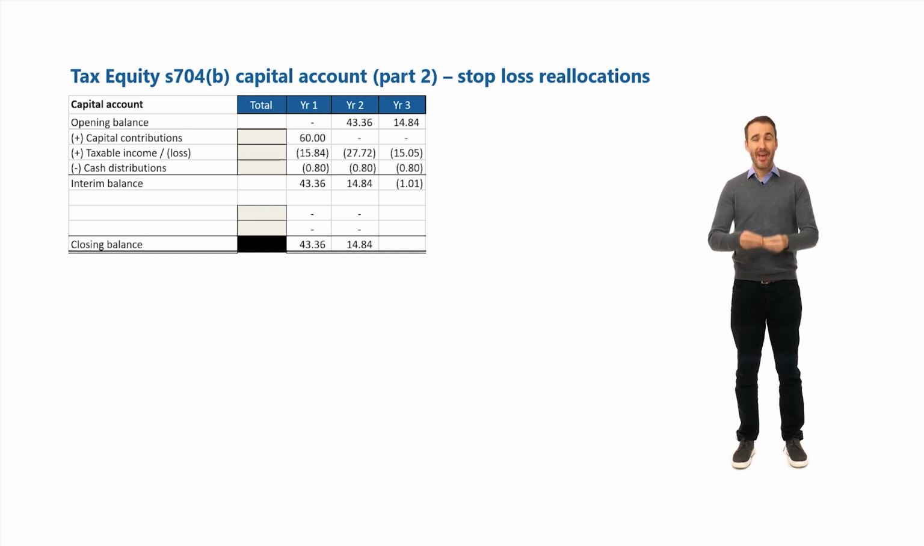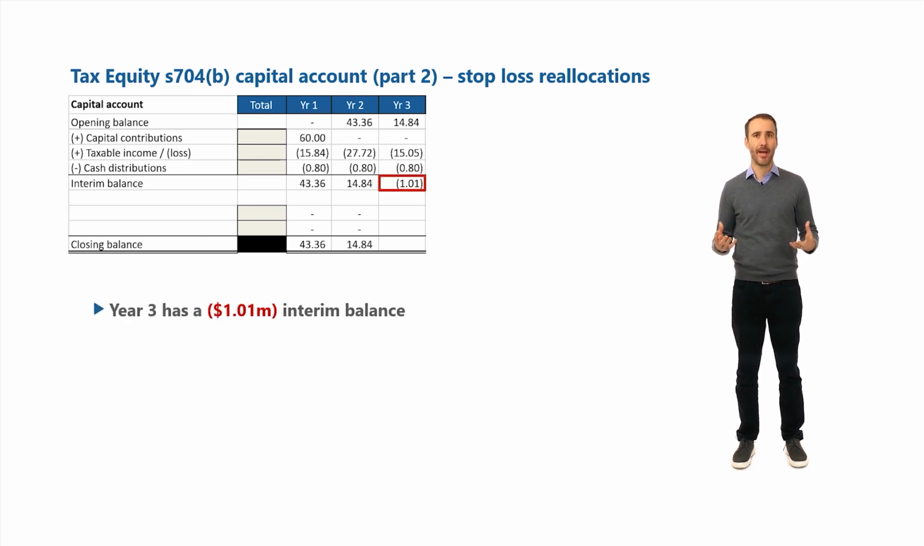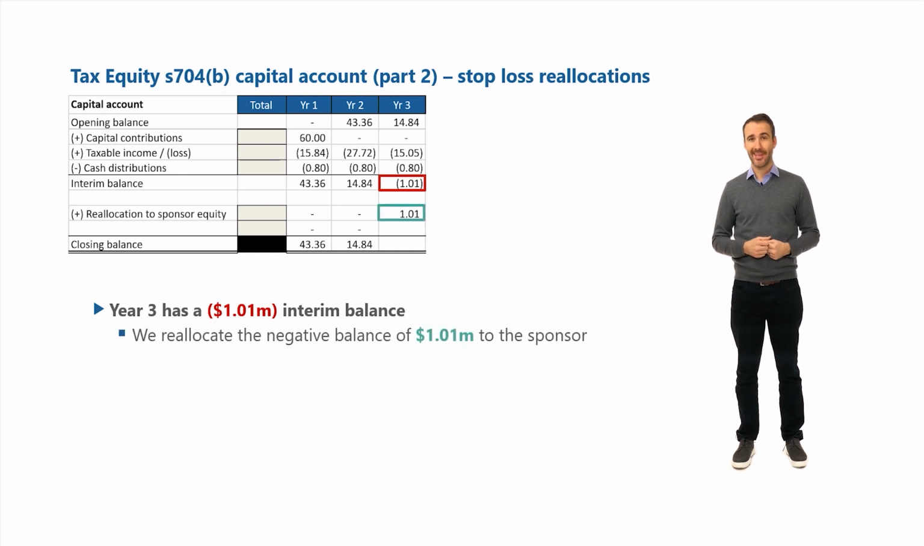And in year 3, we have a negative 1.01 million closing balance, which we will call an interim balance for now. We need to avoid a negative closing balance by reallocating losses from this tax equity partner to the very positive balance sponsor tax capital account. Tax equity takes 99% of the losses in year 3, or 15.05 million, and the account balance is negative 1.01 million. So we want to reallocate this full 1.01 million of the losses back to the sponsor. And this is added to the capital account as we're removing the loss from the account itself.